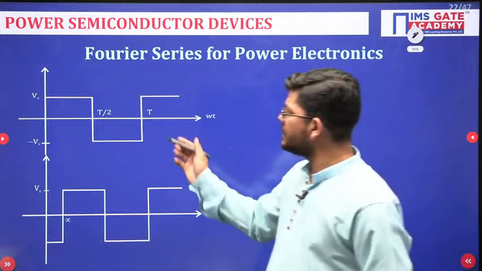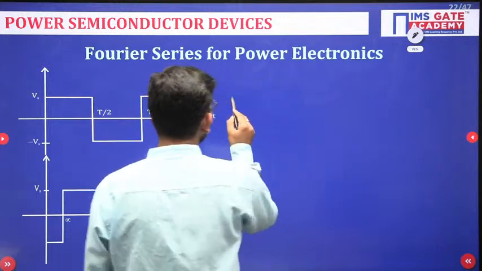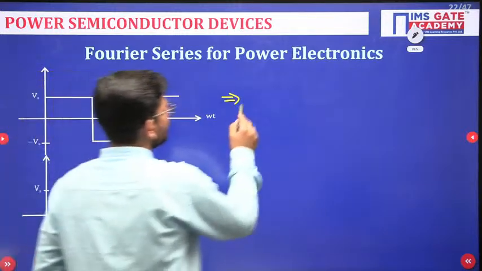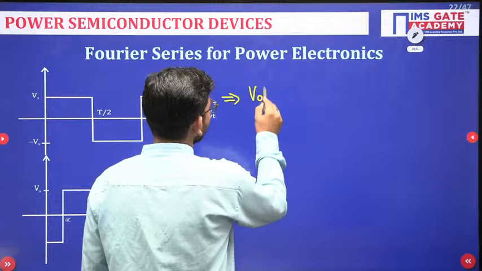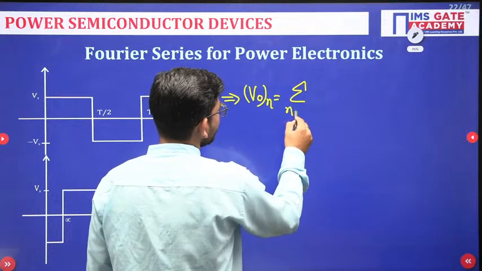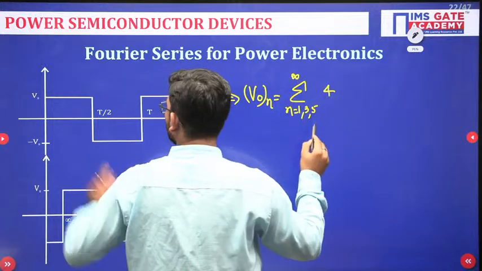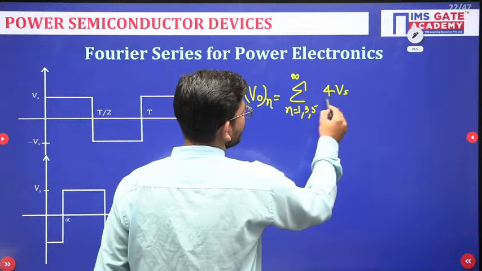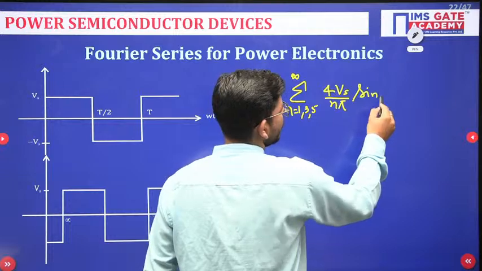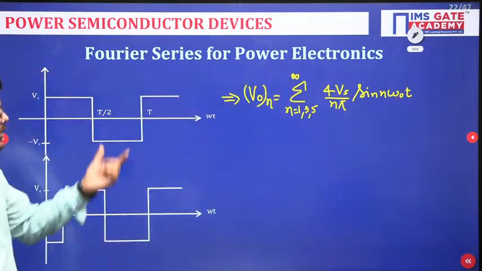Okay, the first case is a perfect square wave. So if you have a perfect square wave like this, let me call this output V naught. The Fourier series expression will be summation n equals 1, 3, 5 to infinity, 4, and you have to write the magnitude here, Vs, so 4 Vs upon n pi sine of n omega naught t. That is going to be the Fourier series expression for this.